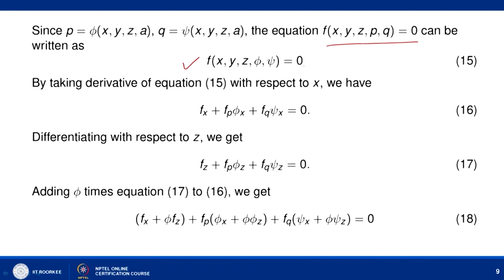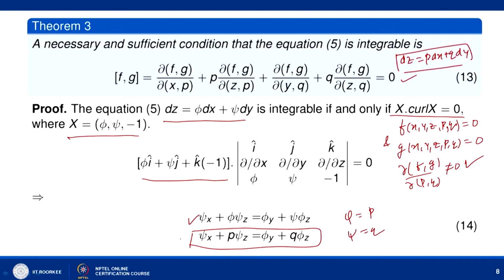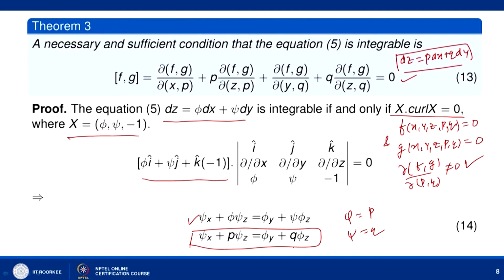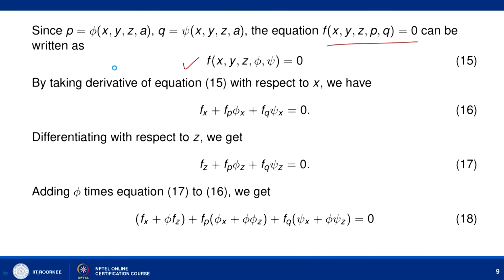Now what we can do here to find out the value, that is psi x plus p psi z and phi y plus q psi z, we use the equations f and g to find out this value separately and this value separately, and then equate, so that we can eliminate phi and psi and get a condition purely in terms of f and g. So for that you simply differentiate with respect to x, and we have f x plus f p phi x plus f q psi x equal to 0 here.